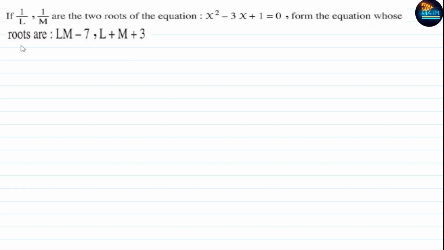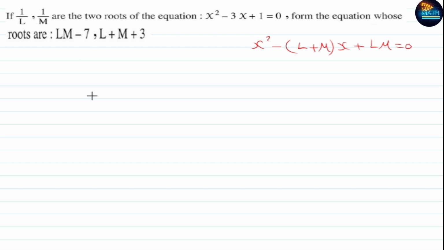1 over L, 1 over M are the two roots of the equation x squared minus 3x plus 1 is equal to 0. Form the equation whose roots are LM minus 7 and L plus M plus 3. You remember, to form the equation, you will use x squared minus (L plus M) multiplied by x, and then plus L times M is equal to 0. But here, you need to get the sum of these two roots of the required equation and the product of them. But here, you don't have L and M.